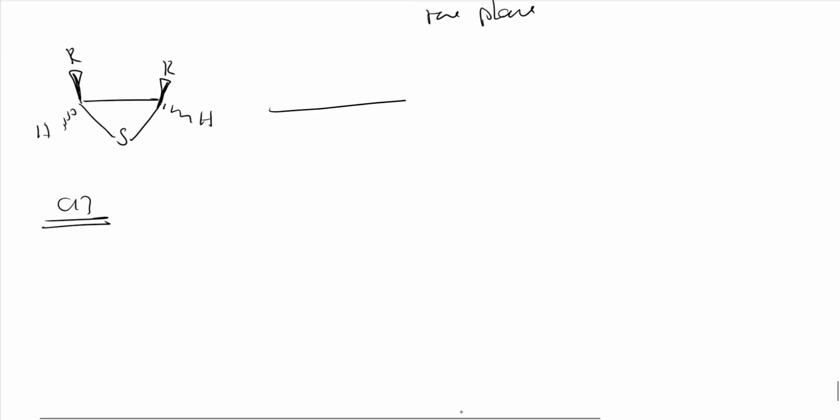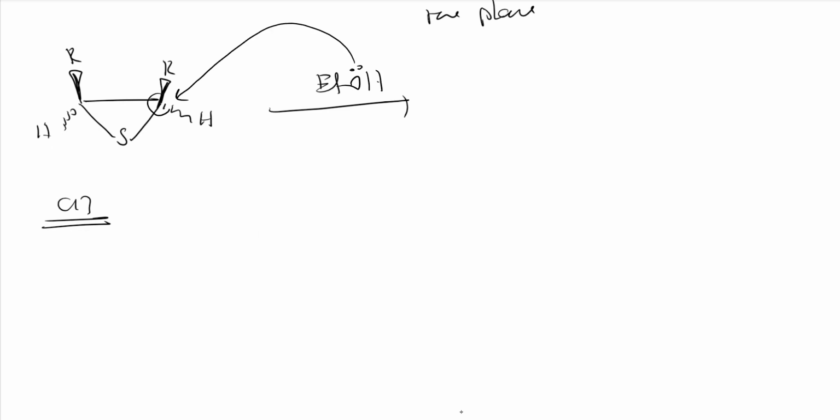So the same thiirane I will take. Here, see, above I have kept R, below I have kept H. Here also above I have kept R, so below here H. So this is cis-thiirane, right? To this I will add one more nucleophile, that is ethanol. So here oxygen will have a lone pair. So here the stereochemistry of this carbon only changes. This stereochemistry won't change. Only here the stereochemistry changes, right?